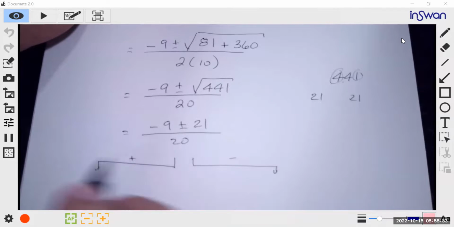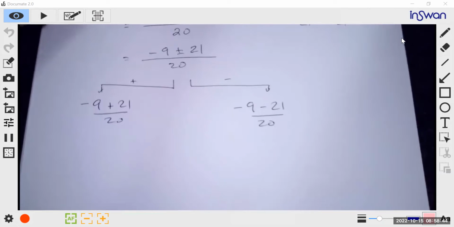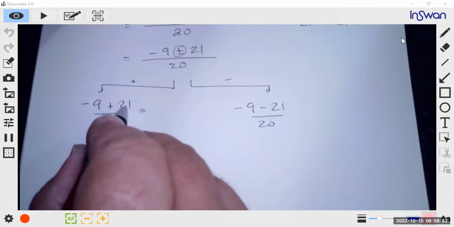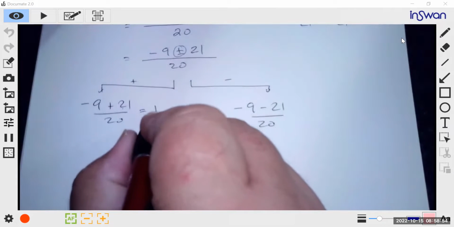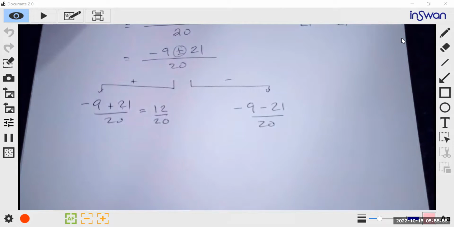There's a plus, there's minus. So negative 9 plus 21 over 20. Negative 9 minus 21 over 20. Because I have to take positive and negative. 21 is bigger, so it's positive. 21 minus 9 is 12 over 20.